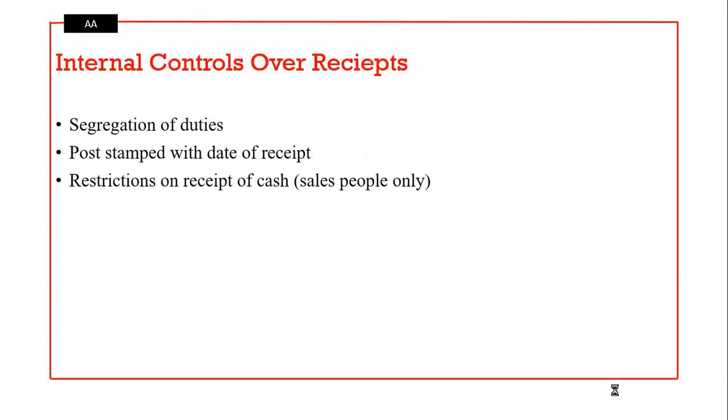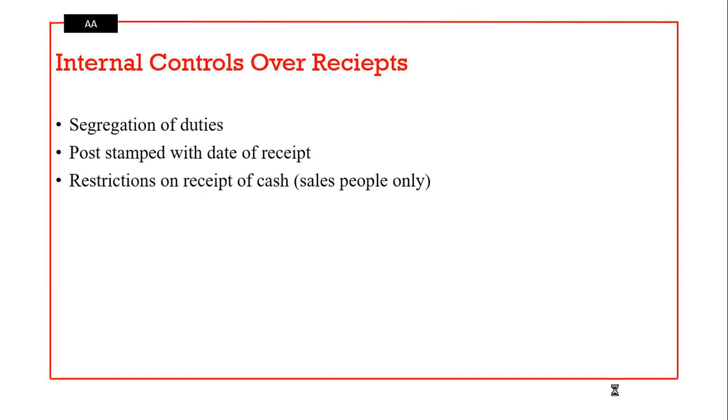Okay, so what are some of the internal controls over receipts? We're still dealing with cash. There must be segregation of duties. At least those who are responsible for receiving monies must not be responsible for banking cash. All monies received must be stamped, the particular date stamp, of course, and then there must be 2 individuals to confirm the reception of funds via post.